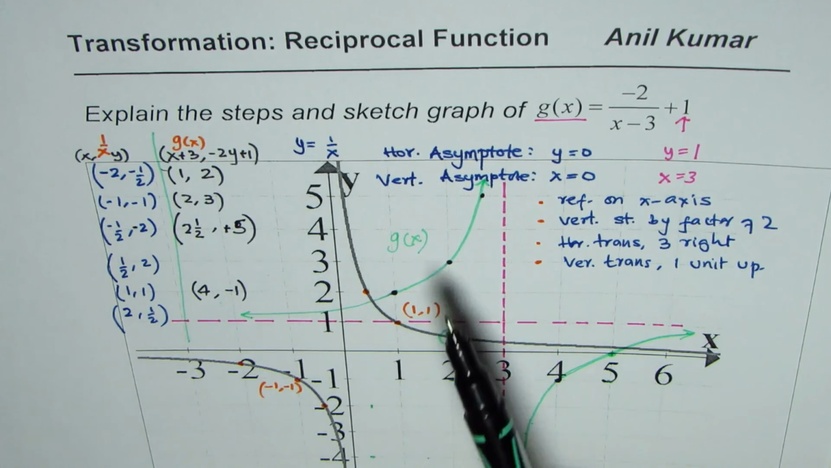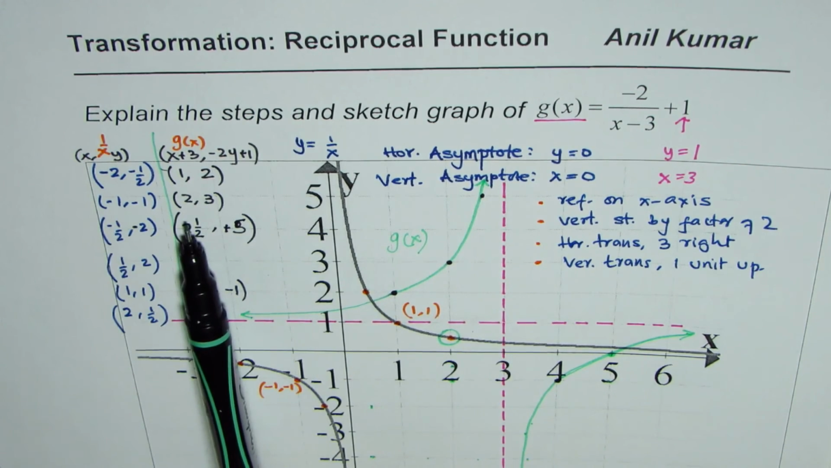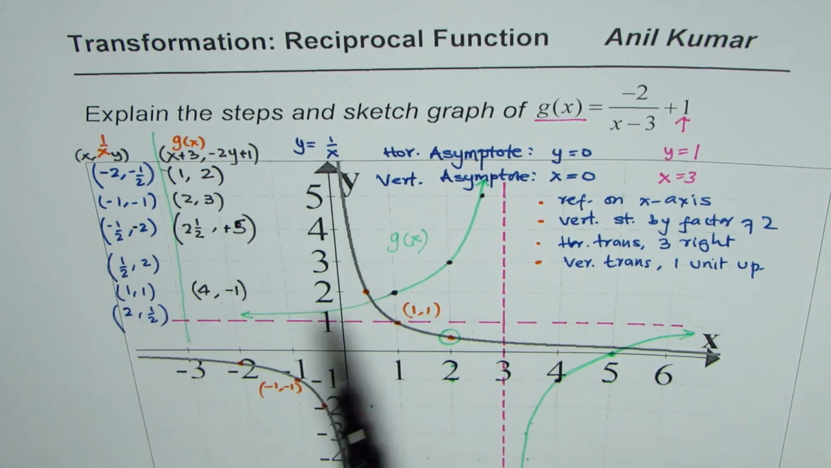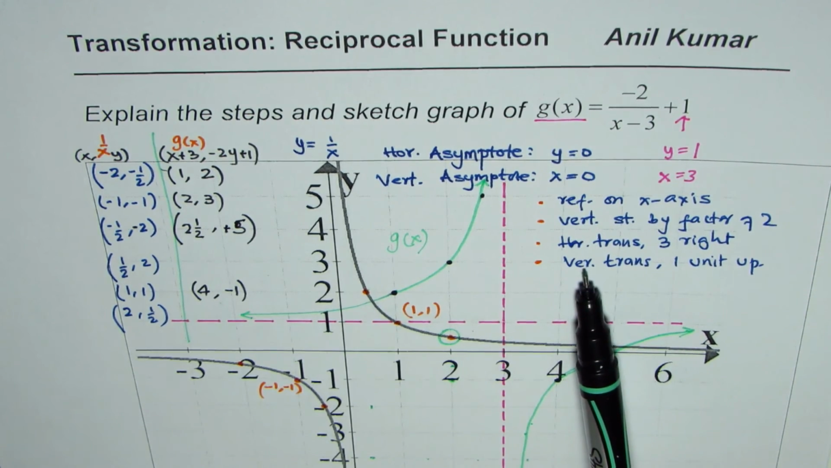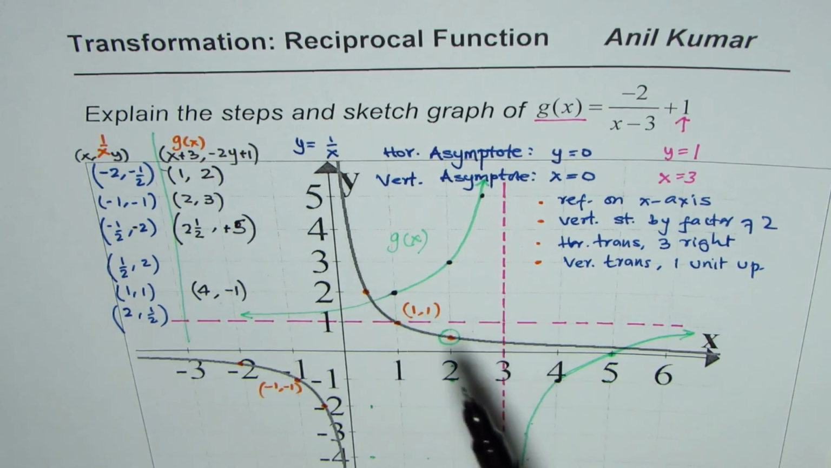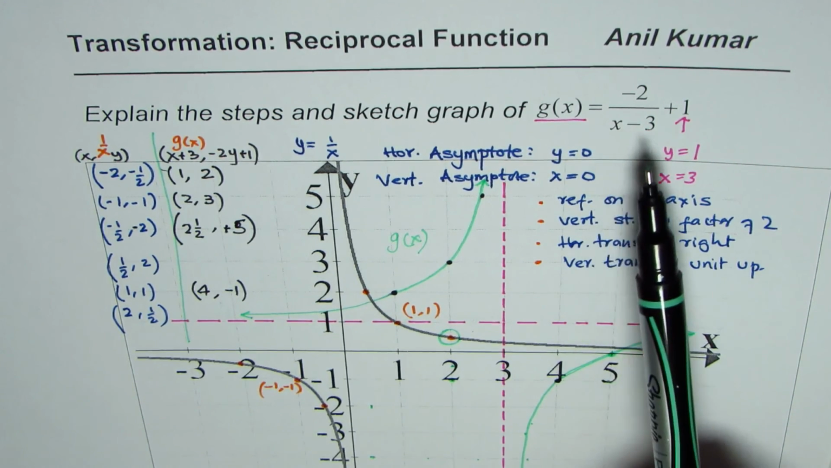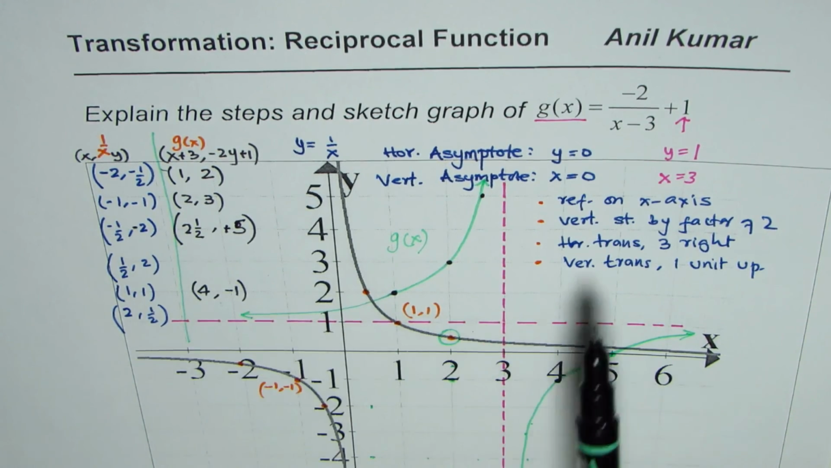So you could plot the transformed function using the transformation from original points to the key points, the image points. You could also plot using the graphical method. Following the transformations one by one, you may sketch 2 different graphs, one incorporating vertical stretch and reflection, the other one incorporating translation, horizontal and vertical, right? So that is how you could actually sketch the reciprocal function.